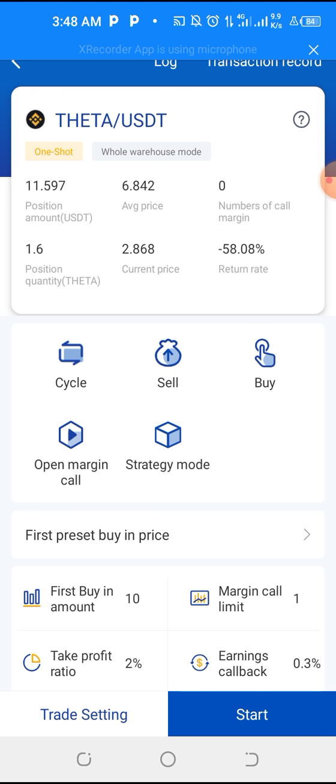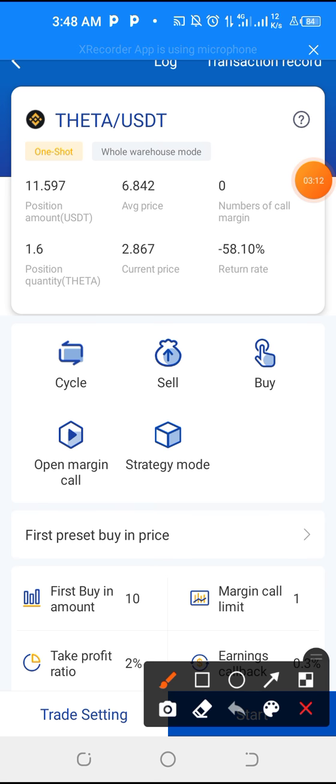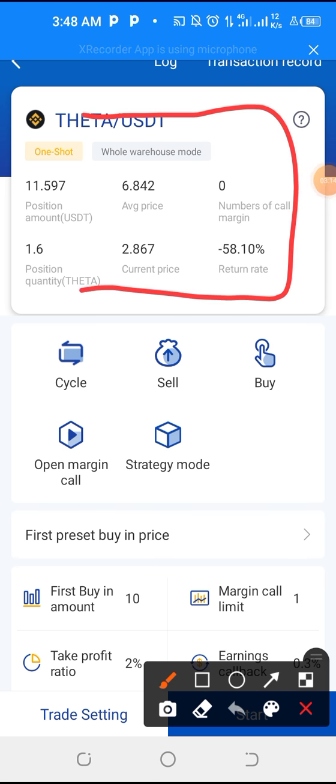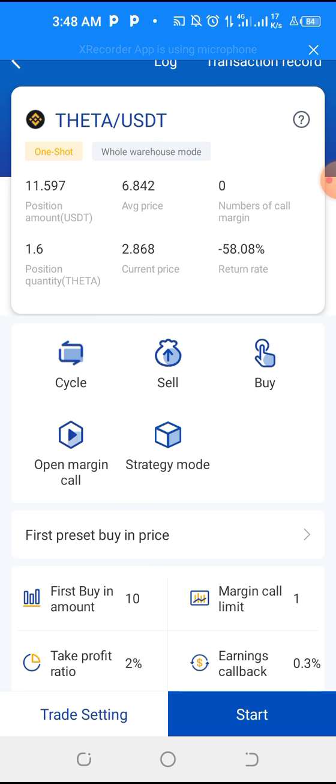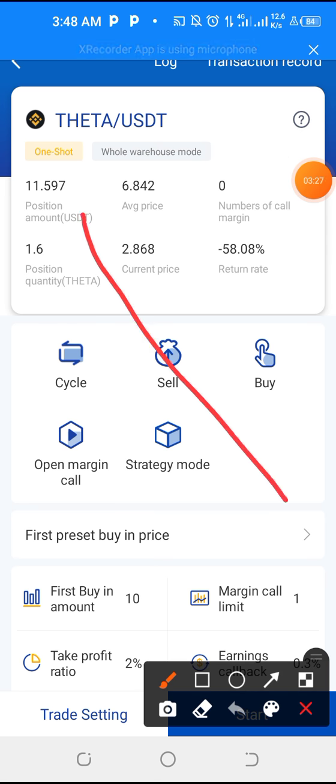Now, if you want to replenish, you need to understand this here. This detail that is here is very, very important. Now, with this trade, you can see that the total amount of money that has been spent in this trade, you can see the position amount. That means the total amount of money that has been put in this coin is just $11.